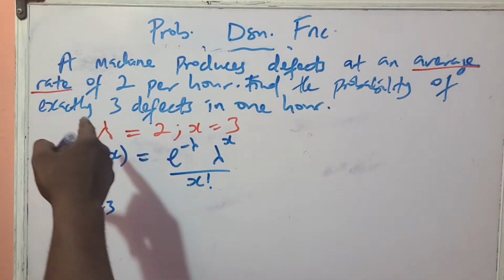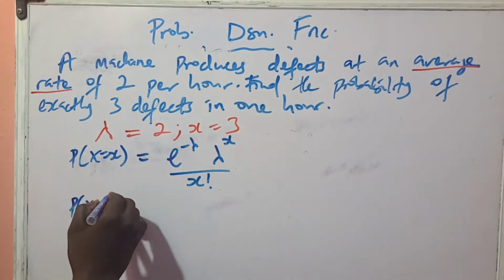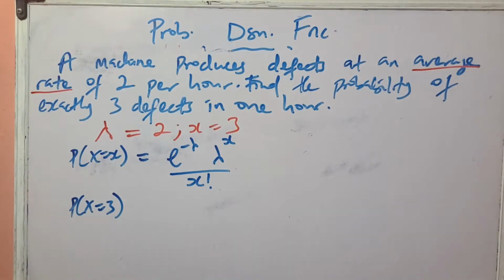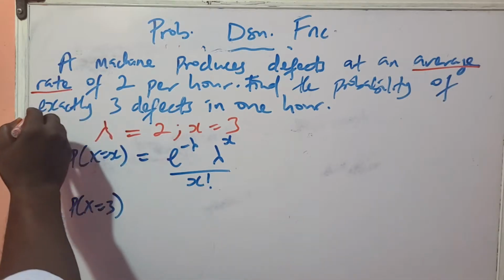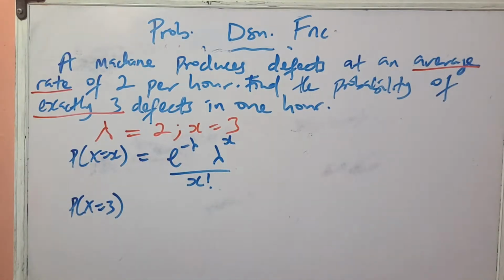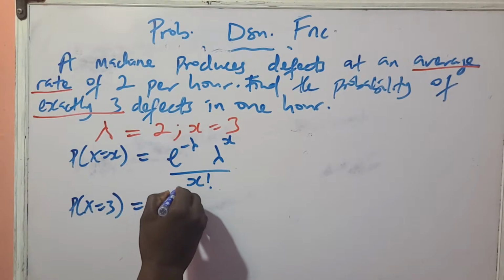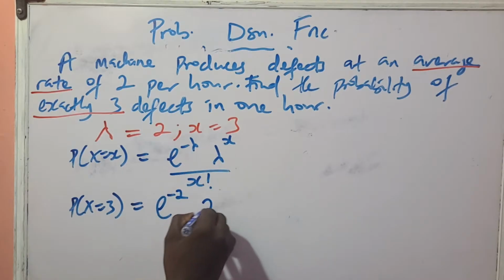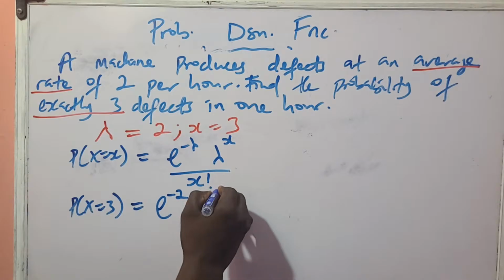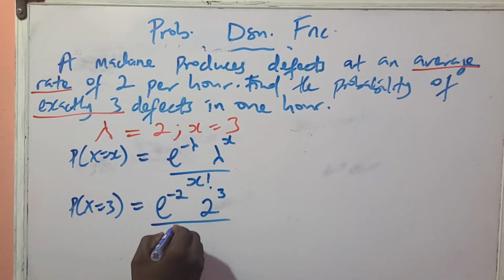The probability of exactly 3 defects in 1 hour, that will be x equals 3. Of course, because they said 3 defects. I told you already that when you say exactly 3, x represents the number of successes. So in this case, this will be e raised to power minus 2, since our lambda is 2, times 2 raised to power 3 over 3 factorial. That's what we have to solve.